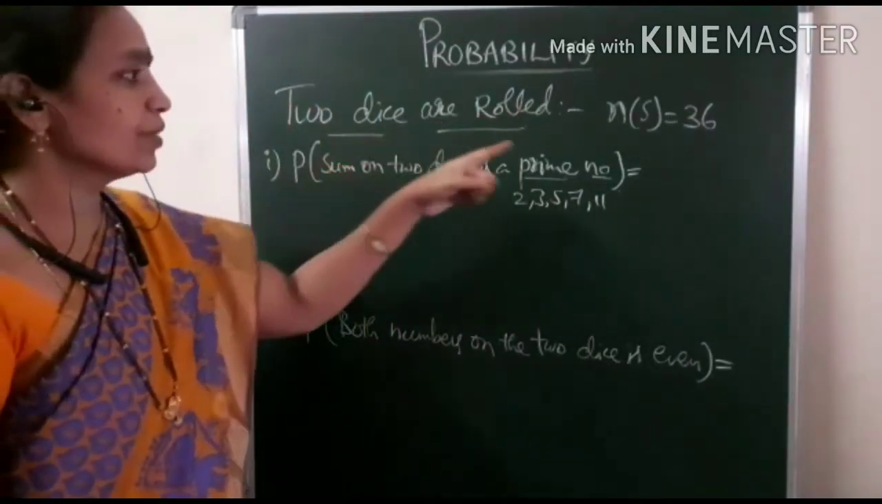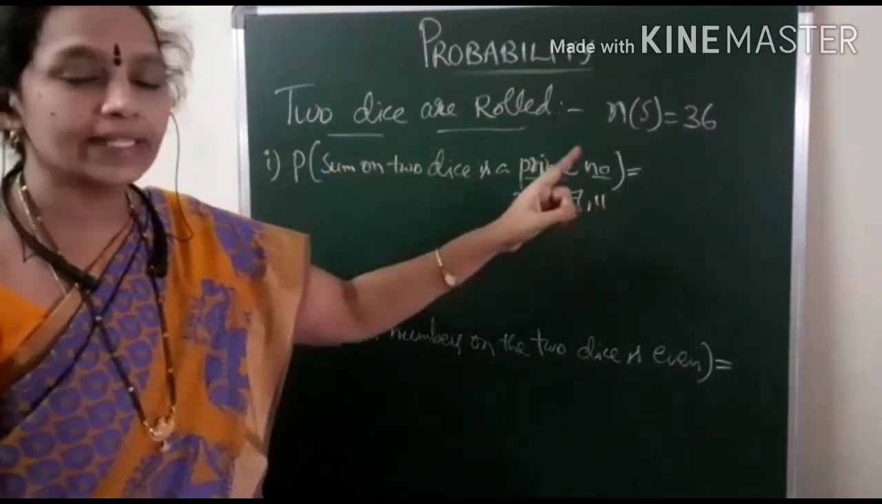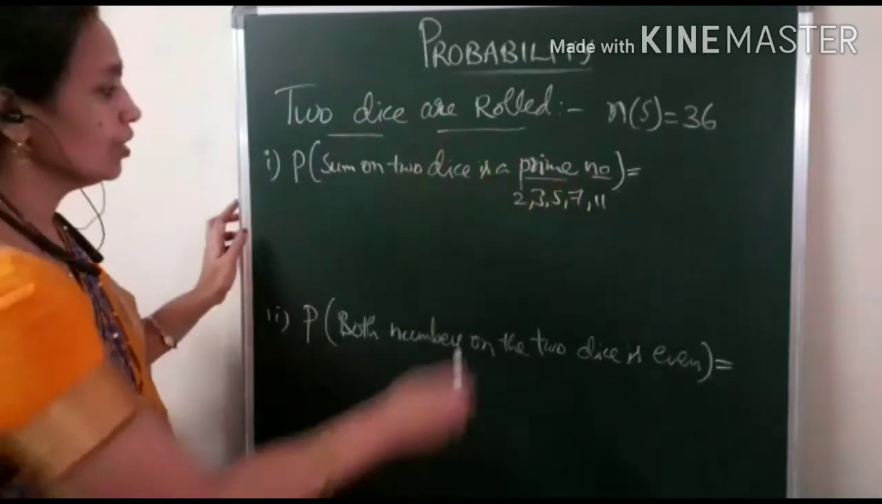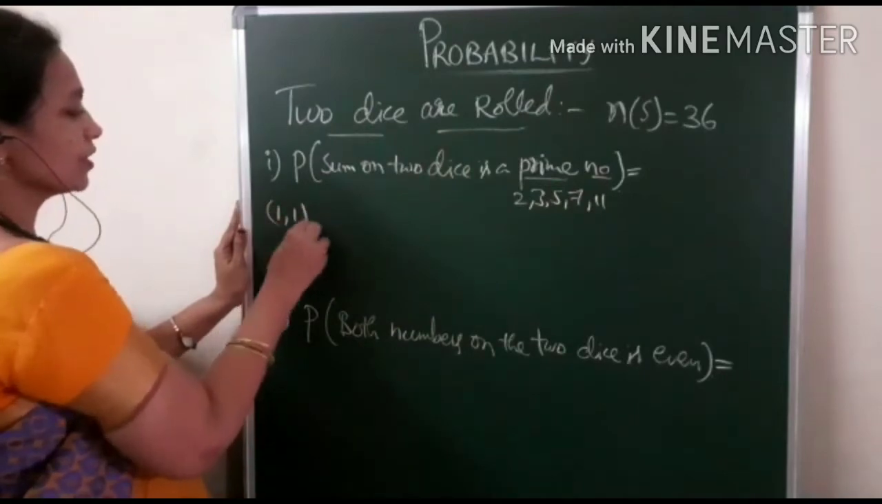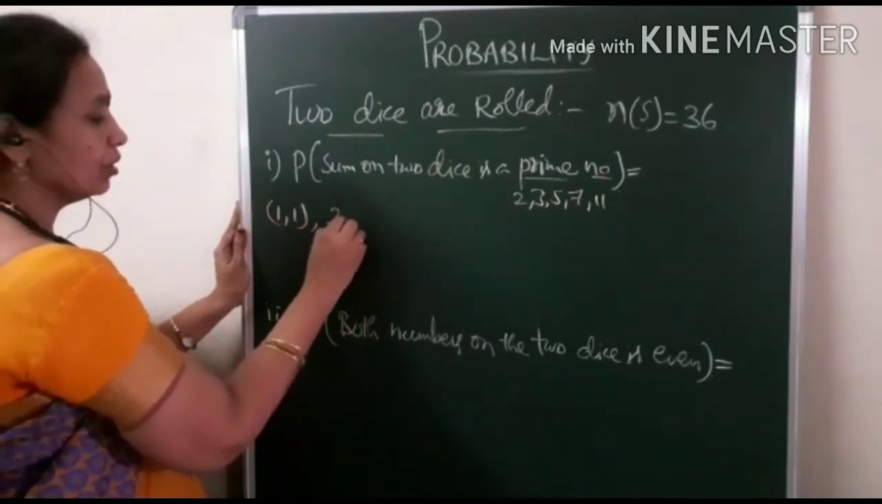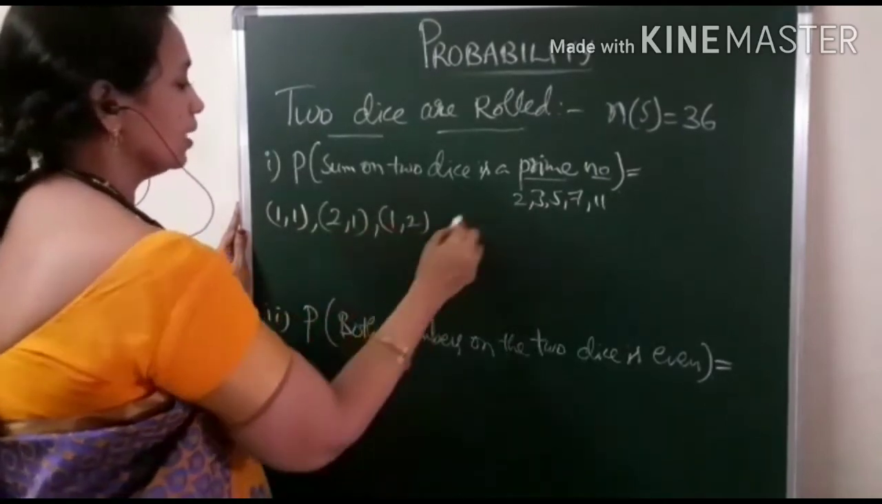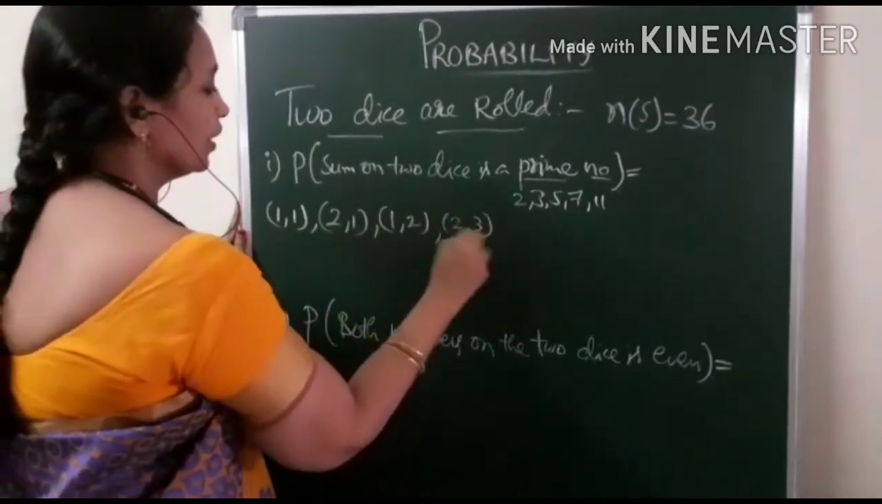That means with 2 dice you will have only 6 plus 6 is 12. 12 below prime numbers you have to select. Okay. So for 2, the favorable outcomes are (1,1). For 3, (1,2), (2,1). Next, to get 5 is (2,3), (3,2).